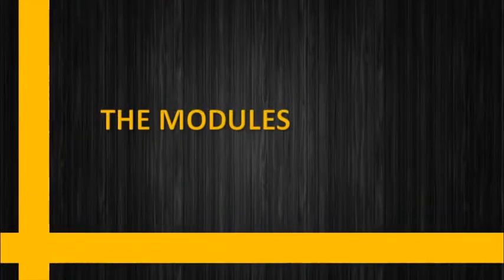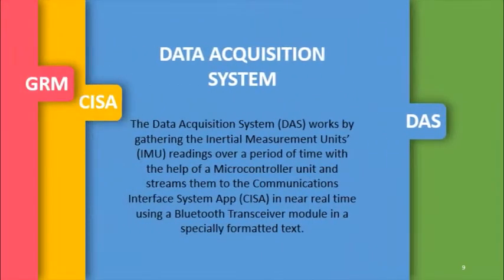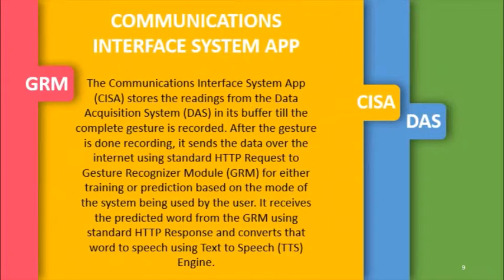The modules. The entire system has three modules. The first one is the Data Acquisition System or DAS. It works by gathering the data from the inertial measurement units with the help of a microcontroller unit and streams them to the Communications Interface System app in near real time using a Bluetooth transceiver module in a specially formatted text.